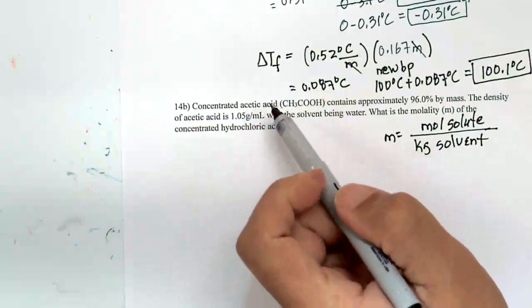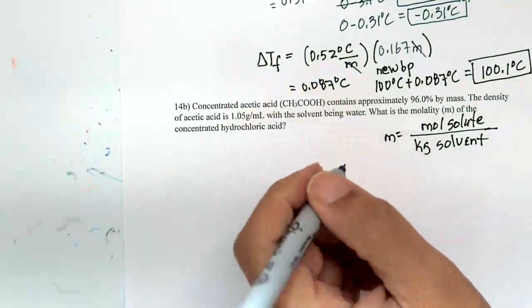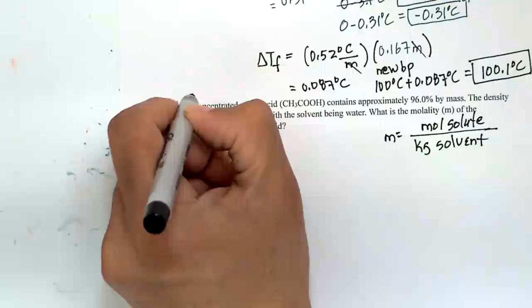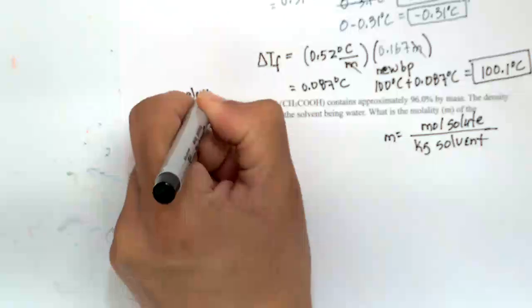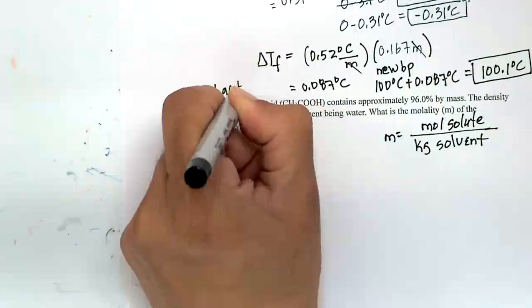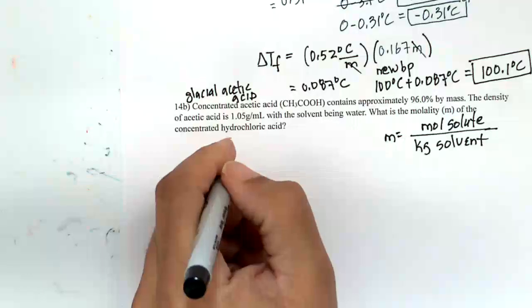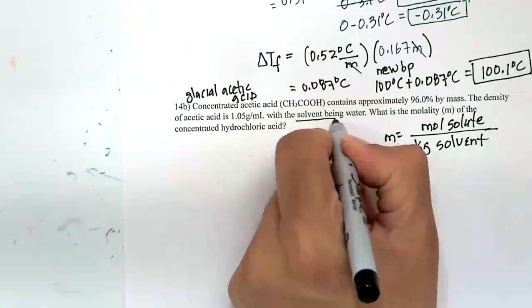Okay, but the acetic acid has a mass percent of 96%. This is also called glacial acetic acid. You may have heard of the term glacial acetic acid. All right, so what does the 96% by mass mean? The solvent is water.